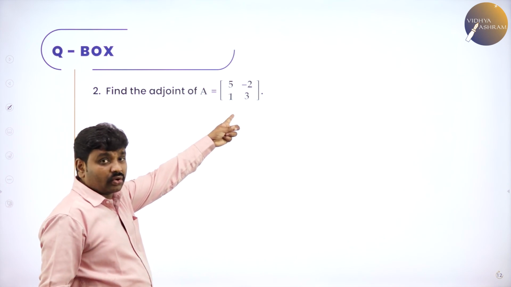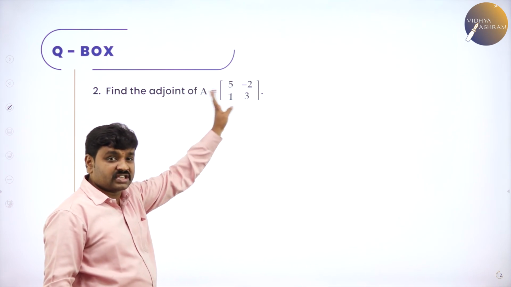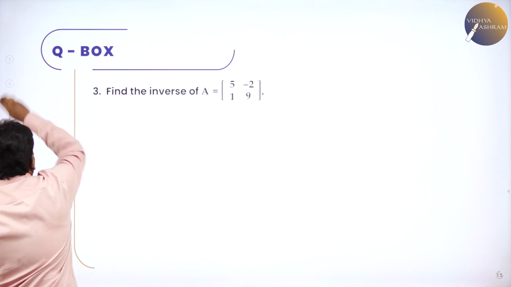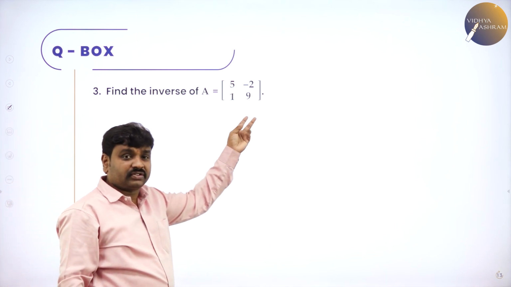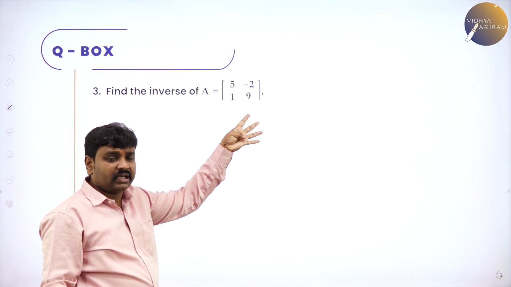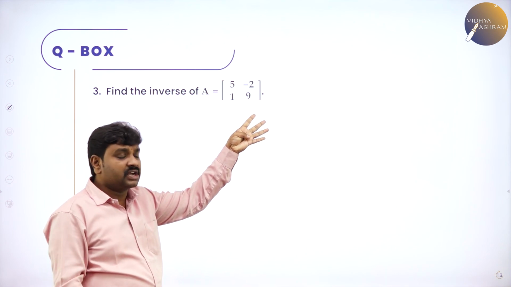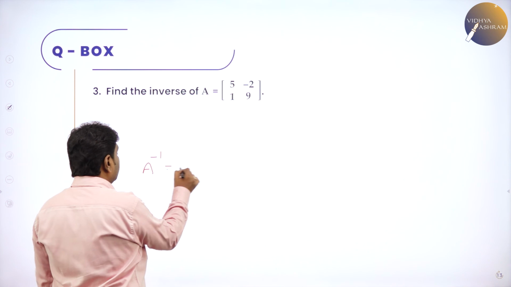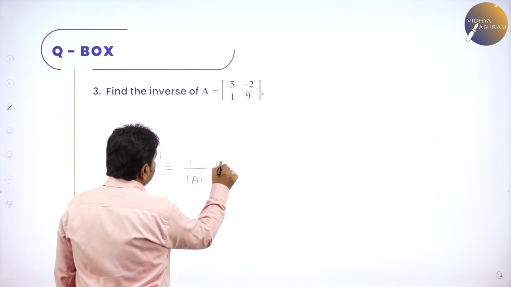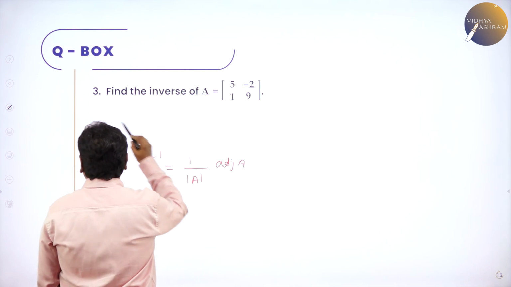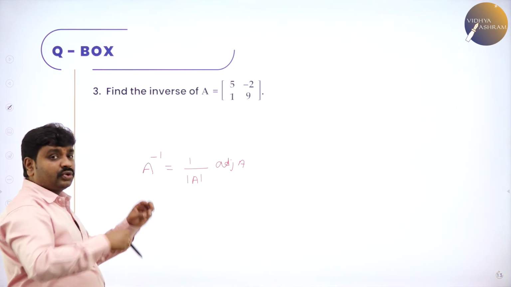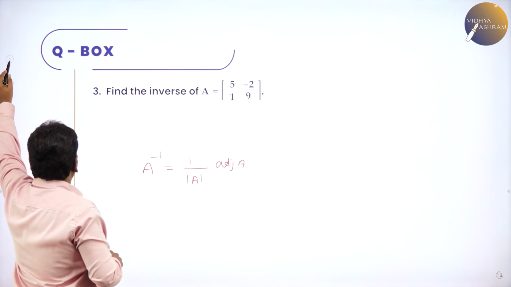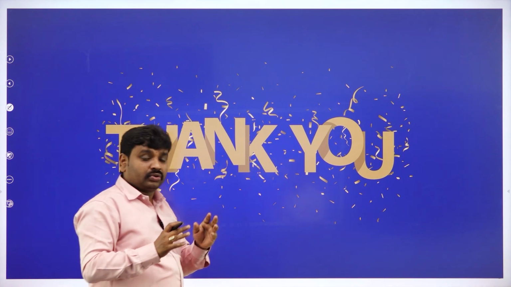Second one, you need to know how to find adjoint. Interchange the principal diagonal, change the sign of the secondary diagonal. Third question to you people is, I am asking you to find inverse of a 2 cross 2 matrix. Simple. First find determinant. It should not be 0. Then you say inverse exists. Then you go for the formula. What is the formula? How to find A inverse? A inverse is what? 1 by determinant A into adjoint A. Means become thorough with the formula and solve all these Q box 3 questions. Then I ask you people to become thorough with the formula and revise the concepts thoroughly.